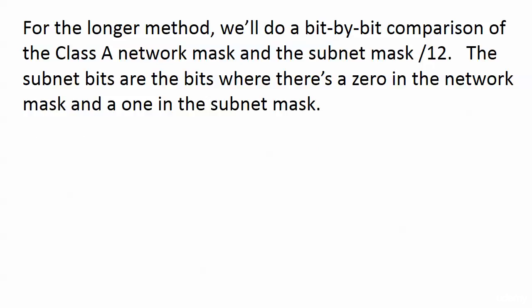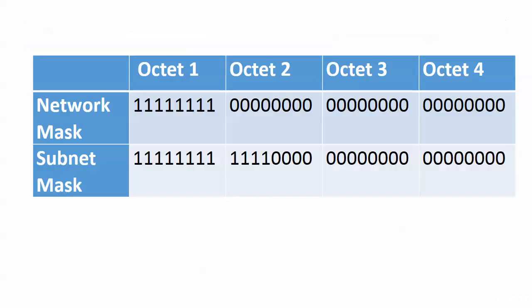And how do we identify the subnet bits then when the subnetting's already been done? Well, the subnet bits are going to be the bits where there's a 0 in the network mask and a 1 in the subnet mask. And that's why I'm doing this breakdown. So we've got our network mask in that top row. We know that's 255.0.0.0, and I've written it out for you here. It's nice and clean, all 1s in the first octet, all 0s for octets 2, 3, and 4. In the subnet mask, we have a /12. We know that begins with 12 1s. So that's what I've written out here.